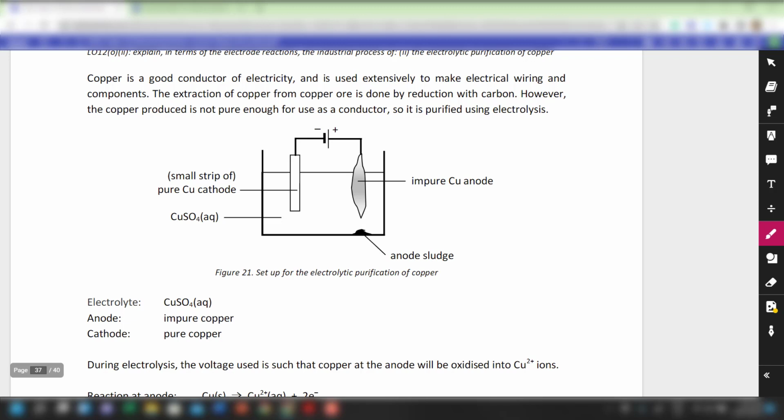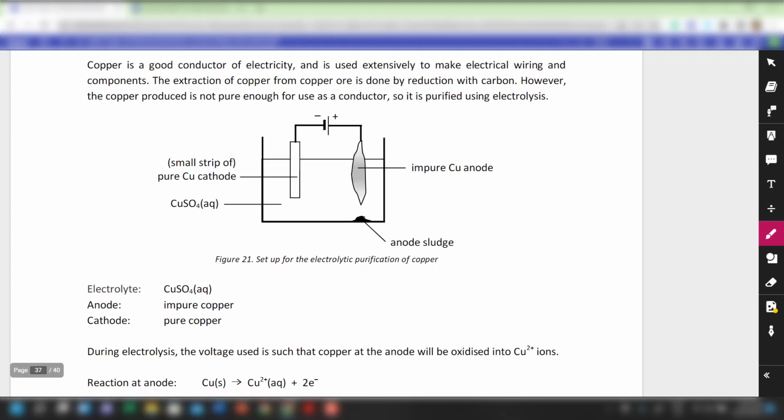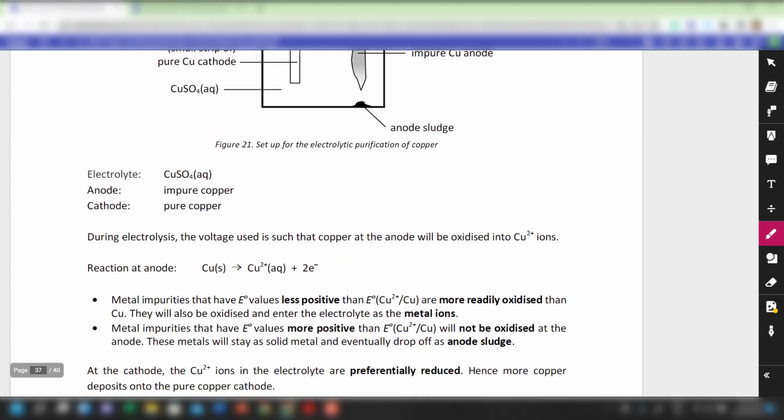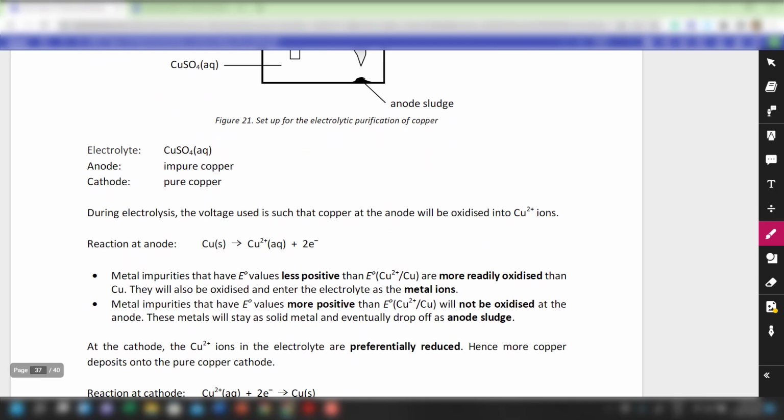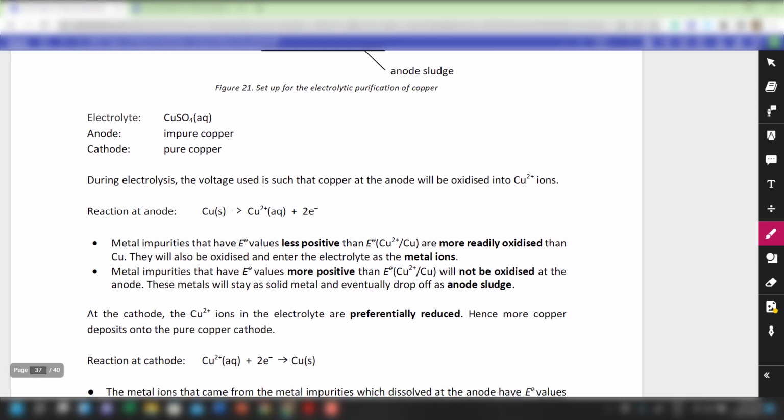We also need to take note that our electrolyte is a solution of copper 2 sulfate. Obviously we need copper 2, and we don't want any other metals to contaminate the solution. I think I have already mentioned the bulk of what was written here. So we have the anode, which is the impure copper, and the cathode, the pure copper. I've gone through some of these ideas, so you can read them on your own.